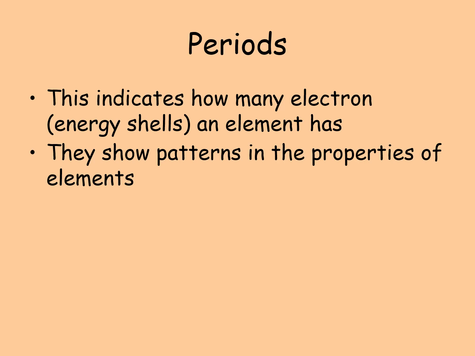So a quick recap on what we've covered so far. Periods are what goes across. They are the rows going across the periodic table. It indicates how many electron shells, energy shells, an element has, and they show patterns in the properties of elements. So we can spot patterns by looking at the periods as well as looking at the groups, but they are what goes across in the row.